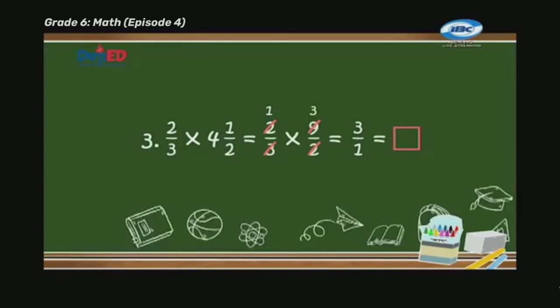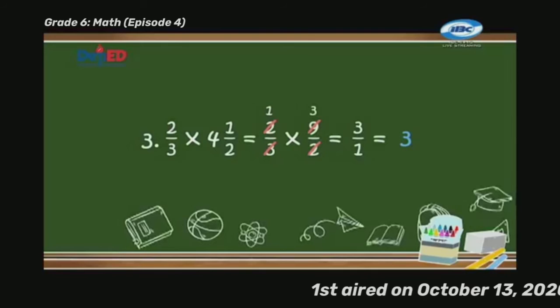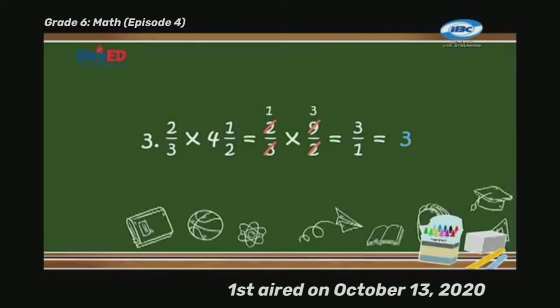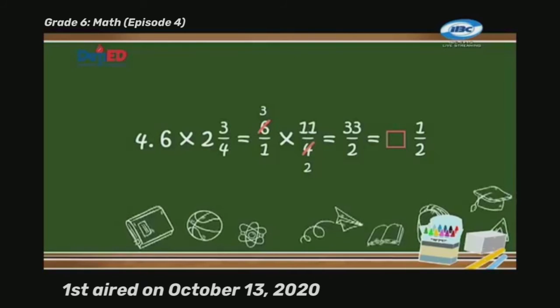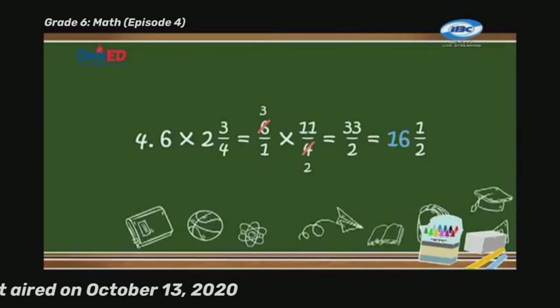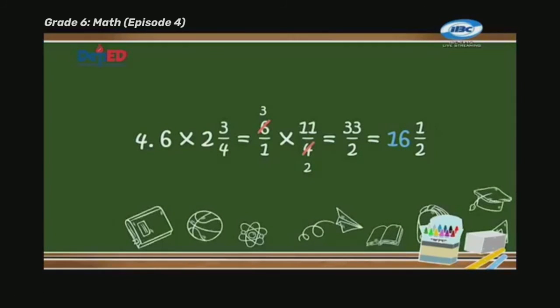Number 3. The answer is 3. 3 over 1 is equal to the whole number 3. Number 4. The answer is 16 and 1/2. Change 33 halves to a mixed number. Then, divide 33 by 2 so it becomes 16 with a remainder of 1. So, 33 halves is equal to 16 and 1/2.